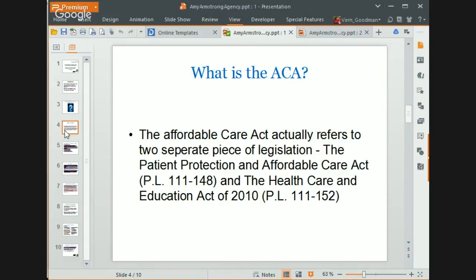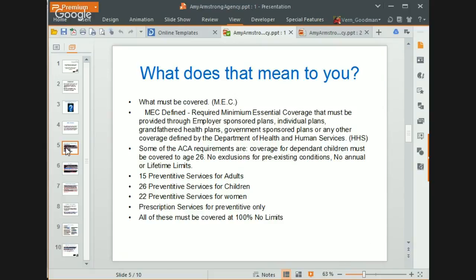Well, what is the ACA? The Affordable Care Act usually refers to two separate pieces of legislation: the Patient Protection and Affordable Care Act and the Health Care and Education Act of 2010. These two plans together make up what is commonly called today Obamacare. So what does it mean?